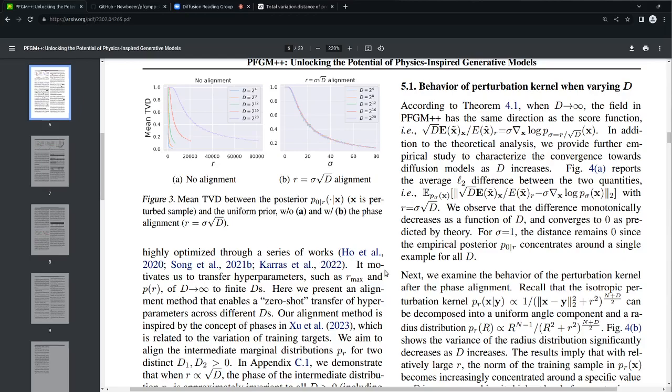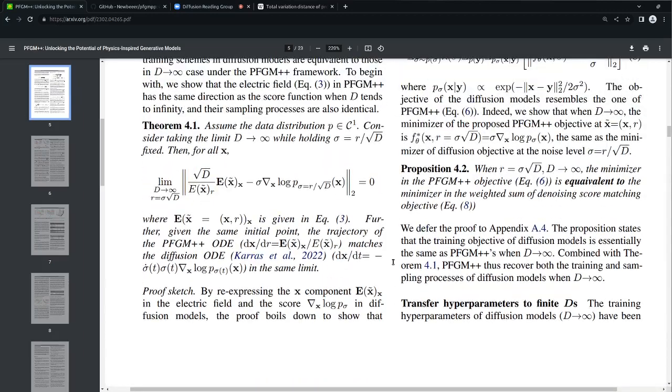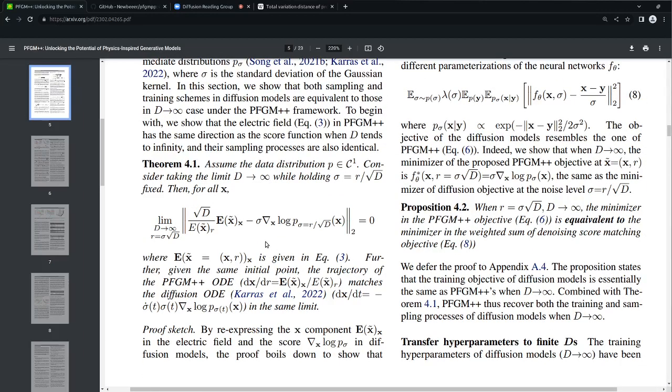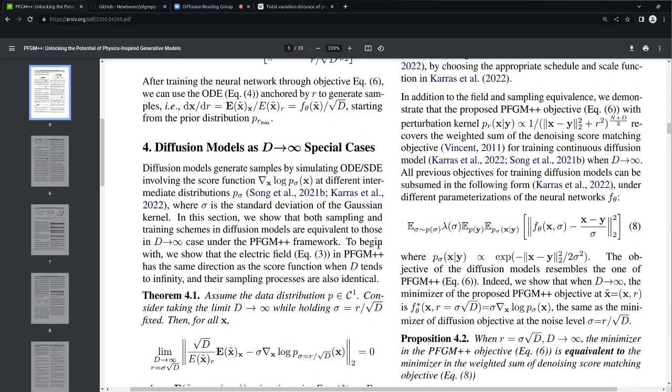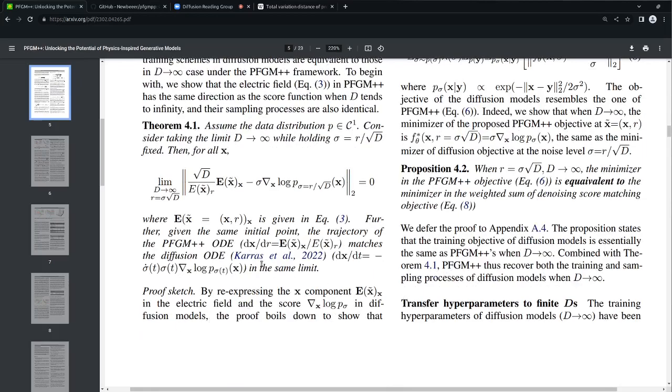So yeah, can you go back to how this is equivalent to diffusion? In that equation, you plug in this R with this thing. Okay, so you just plug in R. Yeah, I didn't look much into the proof, but I think they gave a sketch. By re-expressing, it's equal to zero.